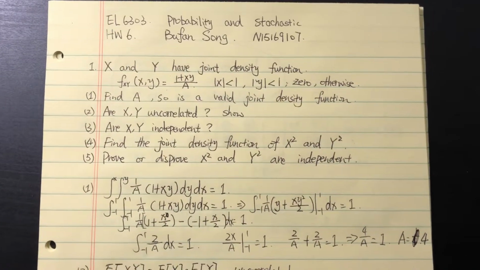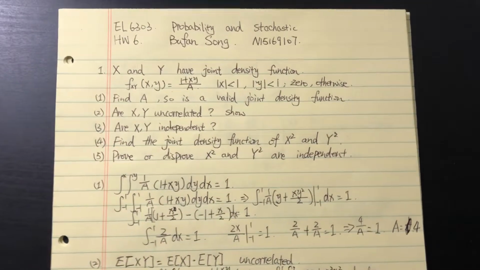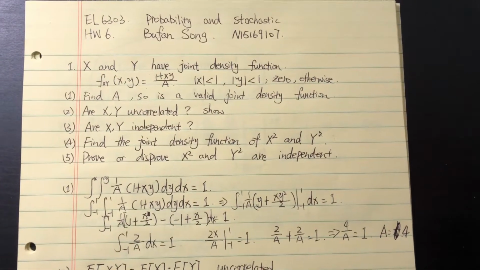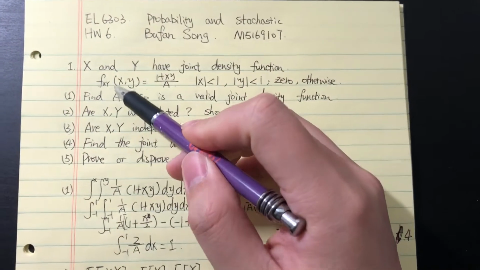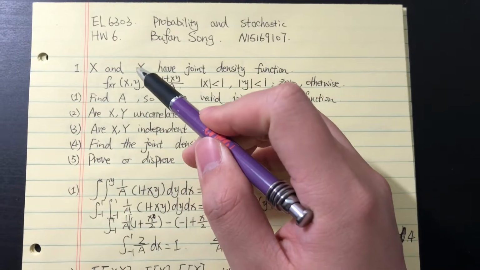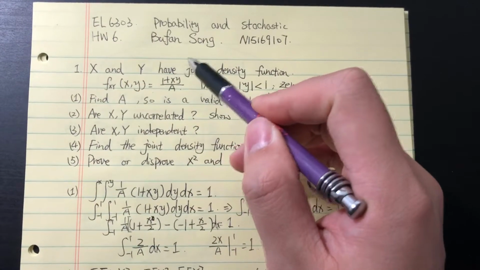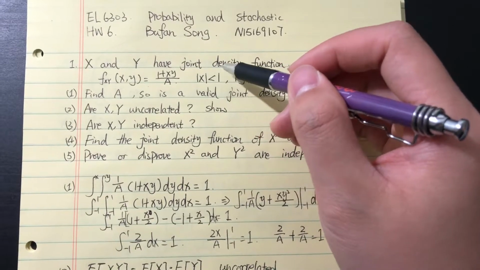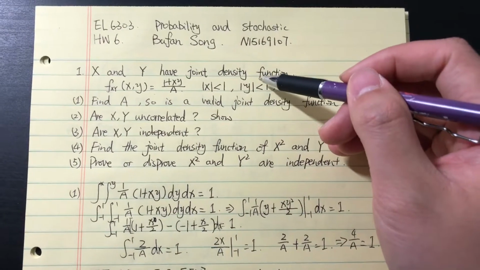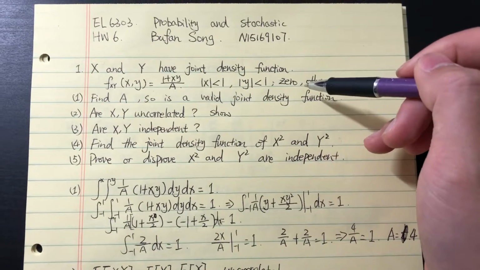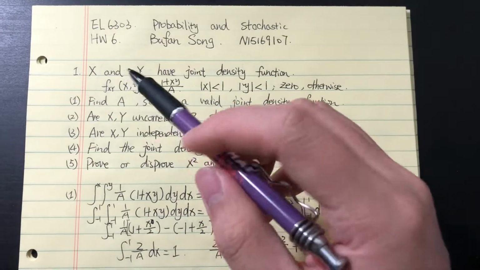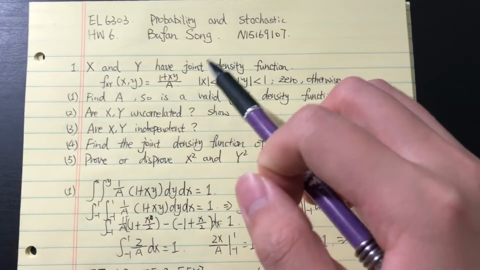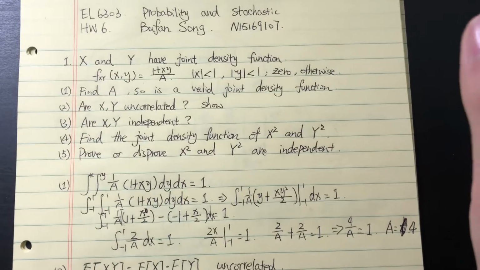This is homework 6, question 1. Question 1 asks about when X and Y have a joint density function. The joint density function f_XY(x, y) is equal to (1 + xy)/a, for the absolute value of x smaller than 1 and the absolute value of y smaller than 1, and 0 otherwise. Subproblem 1 asks to find a so that it is a valid joint density function.